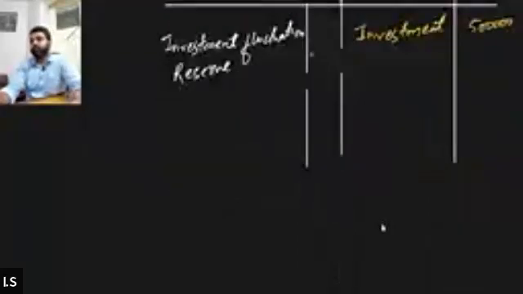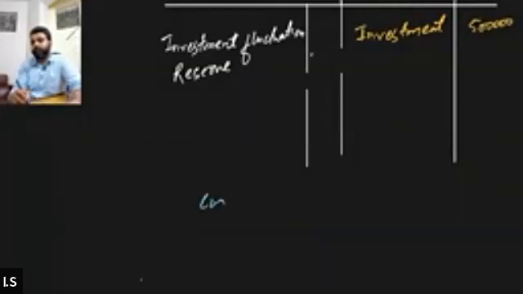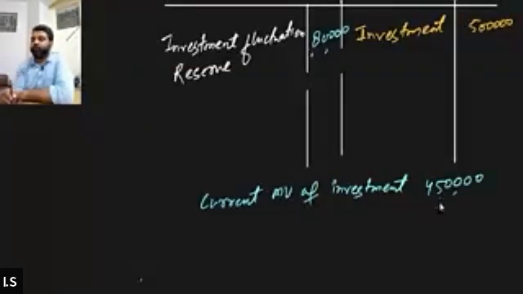Let me give you an example. Let's suppose the current market value of the investment remains 4,50,000, and we have a reserve of rupees 80,000. Got it, everyone? So the value of investment is 5 lakh. The reserve that we have made is 80,000. That means we are ready to accept the loss up to the value of 80,000. The market value of the investment declines to 4,50,000.